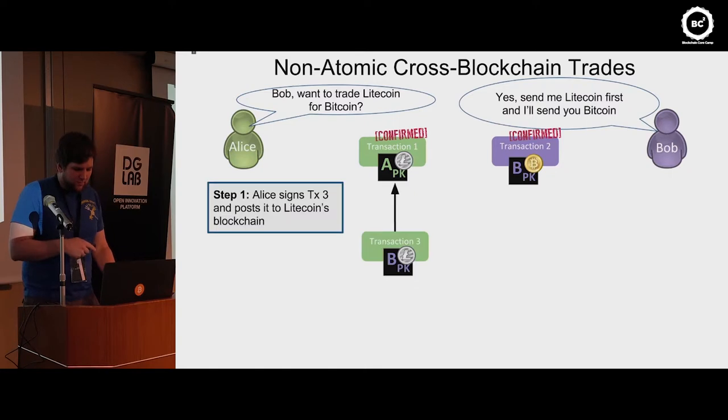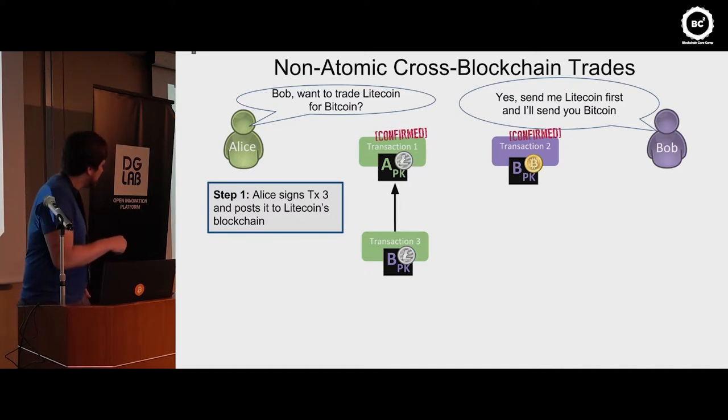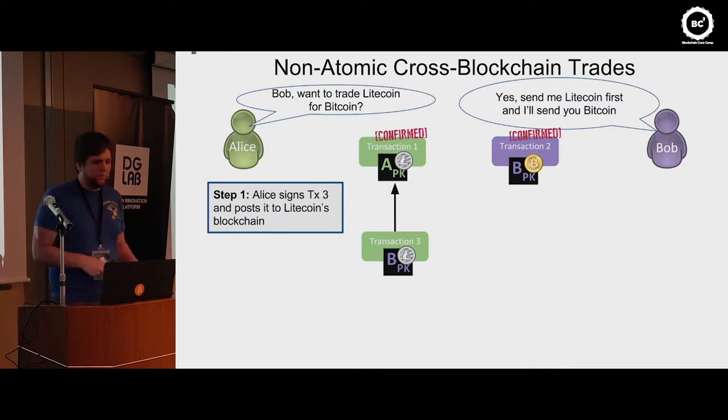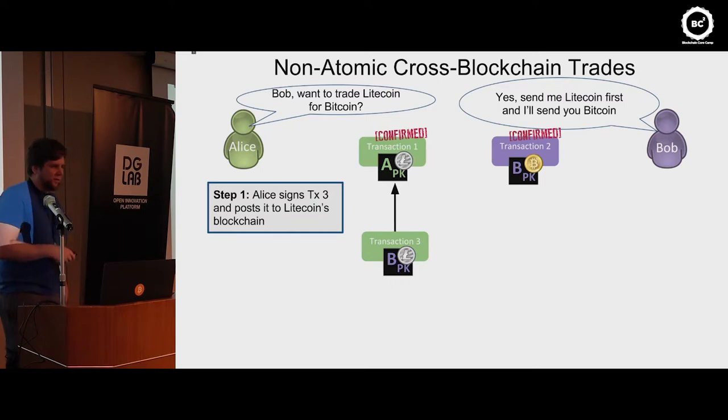Transaction 1 is on Litecoin, and transaction 2 is on Bitcoin. So the first step is that Alice signs a transaction three, which is spendable under Bob's private key, or spendable under Bob's key.